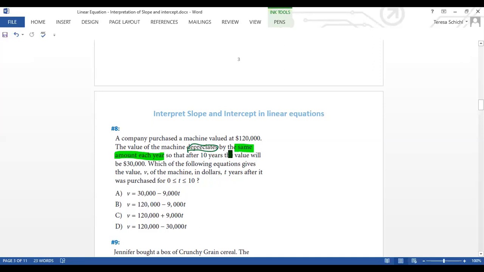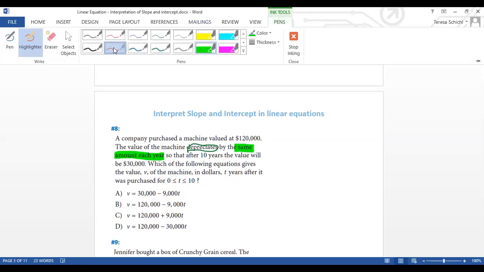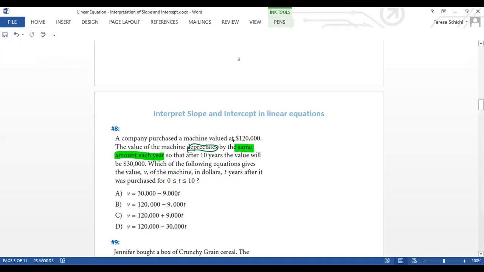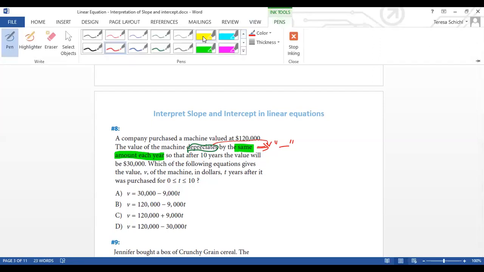Okay, let's read this problem again. I find my slope, right? The rate of change is the depreciation. What does depreciation mean? It means every year that goes by, the price is going to get less, right? So I know my slope has to be negative because of what depreciation means. Okay, so now I have my slope, but I don't have my initial value.